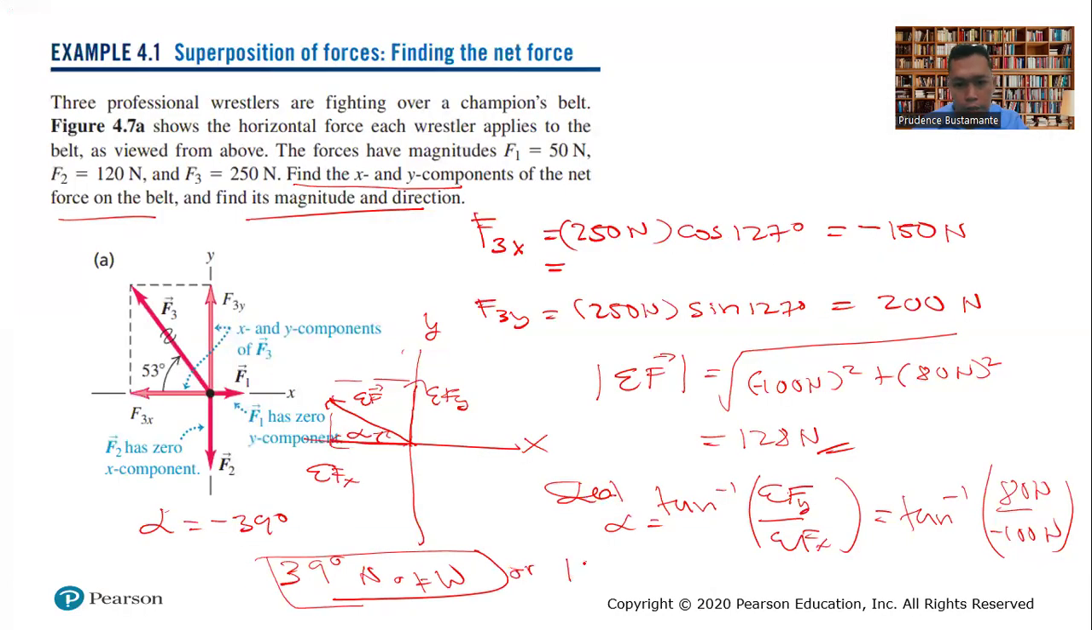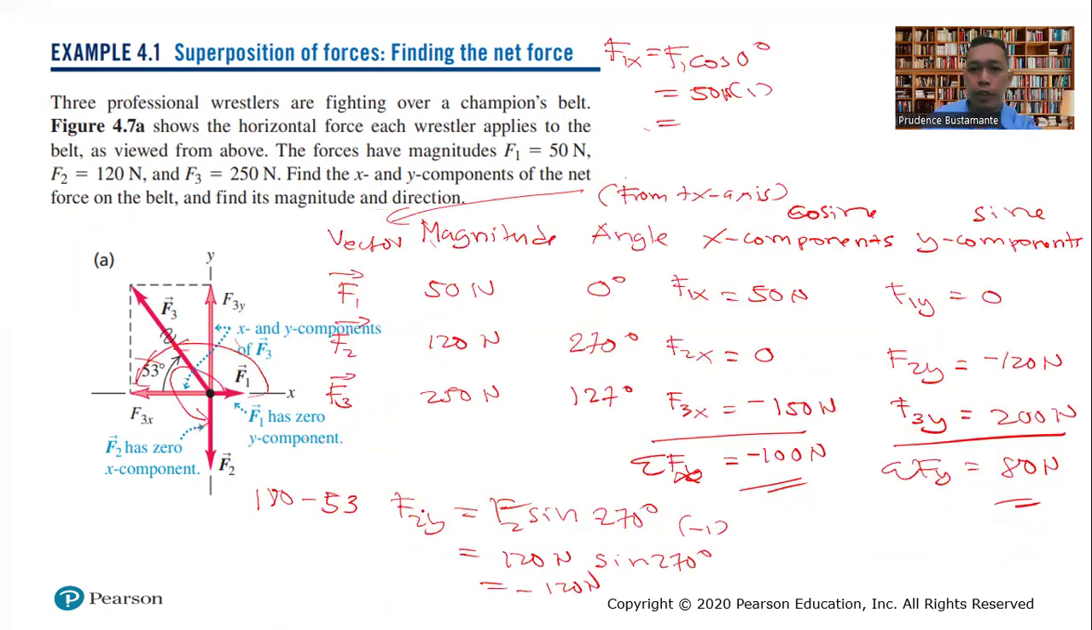Or 141 degrees. It comes from the positive x-axis toward the vector. So 141 degrees from the positive x-axis toward the vector. So our net force now has a magnitude of 128 Newton, its direction is 39 degrees north of west or 141 degrees from the positive x-axis. So that is how we compute our net force.